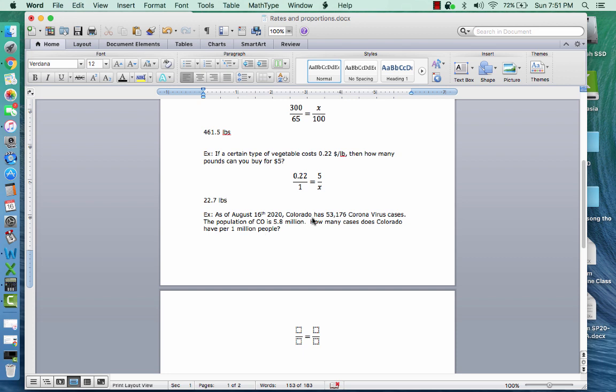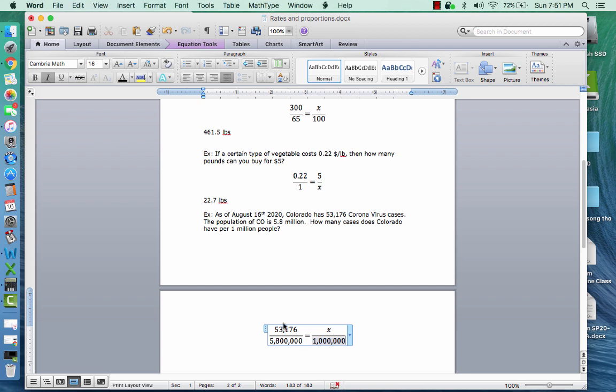So the way to do this here, I'm just going to take total coronavirus cases to total population. So upper left-hand corner, I got 53,176. That's the total number of coronavirus cases. 5.8 million, we have 5,800,000. And then the number of cases per 1 million, well, I don't know the number of cases, so that goes there. And then 1 million is a 1 with 6 zeros behind it. I'll just put the commas in there to make it easier to see. That's 1 million people. So then I'm going to cross multiply to solve this.